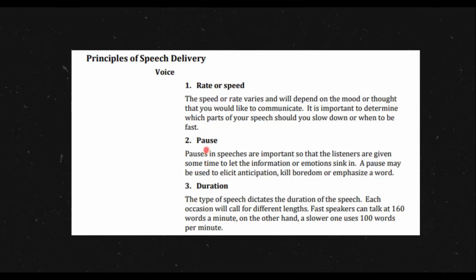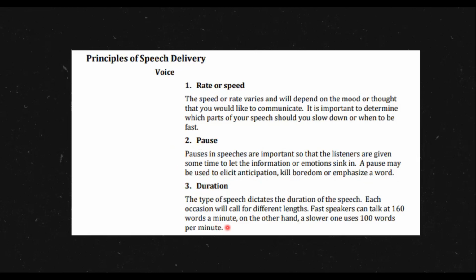Okay, next, pause. Pauses in speeches are important so that the listeners are given some time to let the information or emotions sink in. A pause may be used to elicit anticipation, kill boredom, or emphasize a word. Okay, so using pauses will also help the audience or your listener to understand you better. Okay? So could you imagine if you have no pauses when delivering a speech? It will be harder for you, and at the same time, it will be harder for your audience, right?